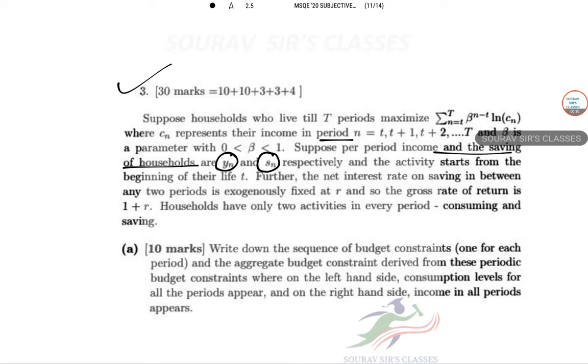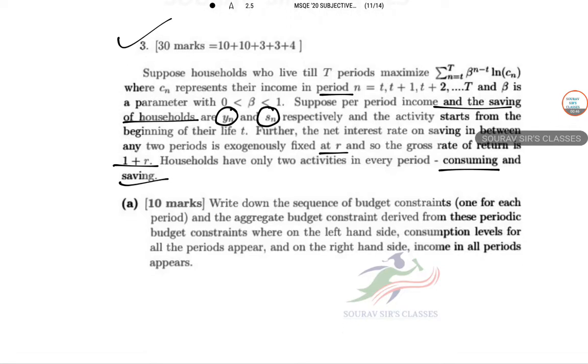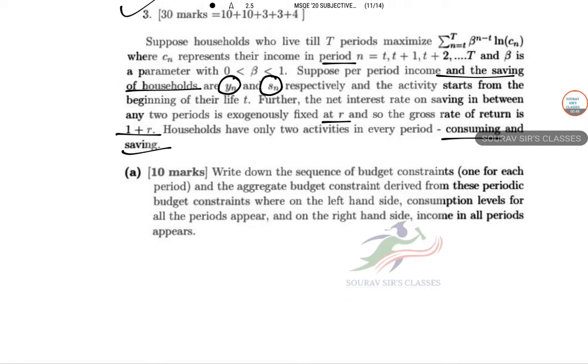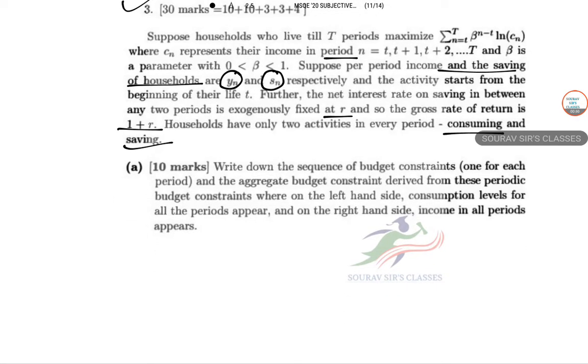Activity starts from the beginning of life t. Further, the net interest rate on savings between the two periods is exogenously given as r, so the gross rate of return is 1 plus r. Households have only two activities in the period, consuming and saving. Write down the sequence of budget constraints and the aggregate budget constraint derived from these periodic budget constraints, with the incomes on the left hand side and the consumption levels on the right hand side.